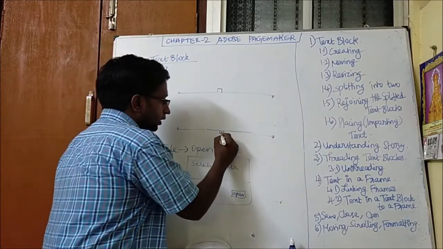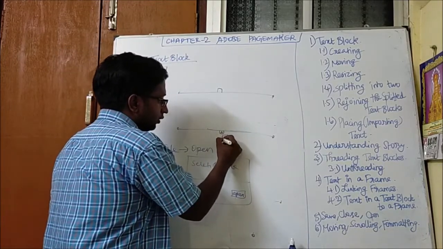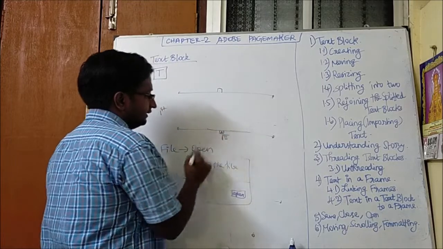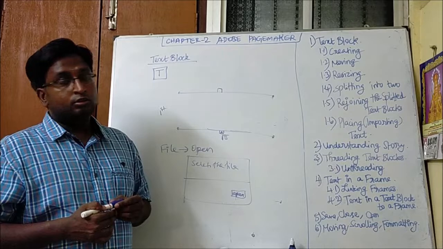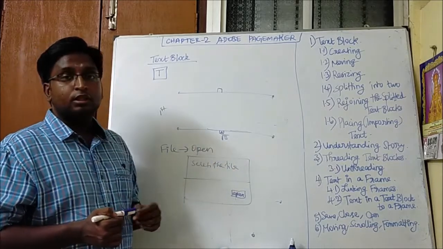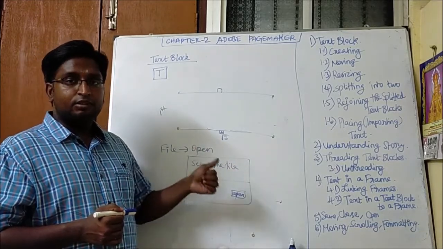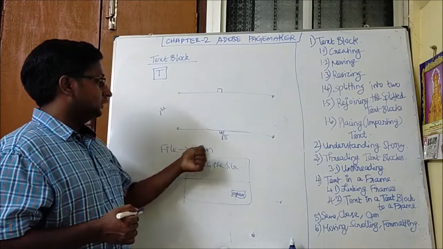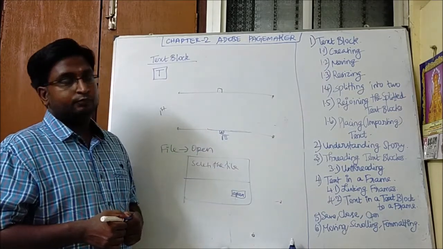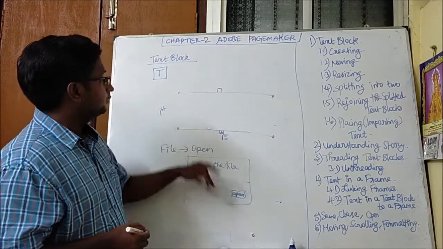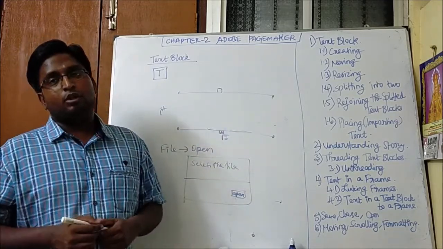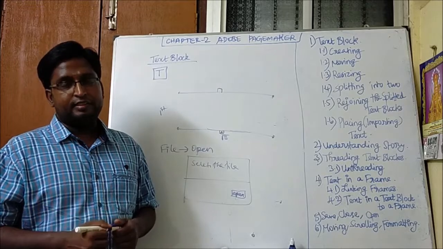like this, the loaded text symbol will be seen there. So once the loading symbol is available there, you can select this option. So File, Open, select the file and click Open. Now the text will be imported to the text block, whichever text block you have selected.